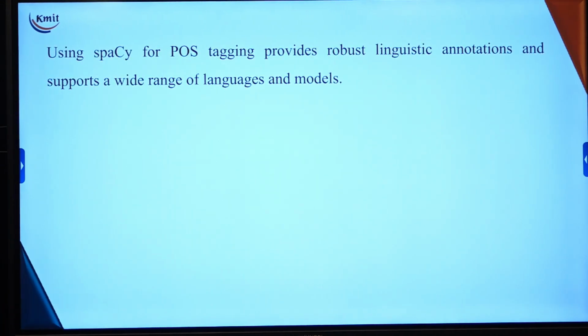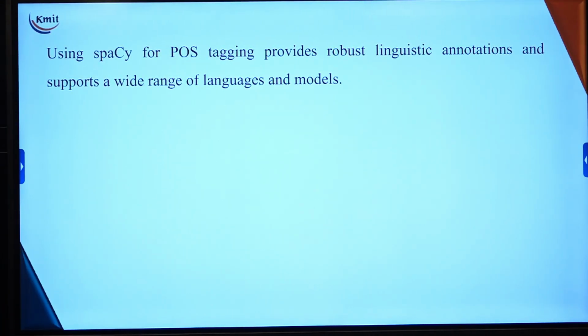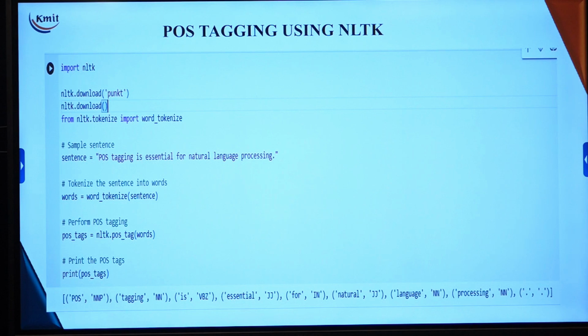Basically, using spaCy for POS tagging provides robust linguistic annotations, and it also supports a wide range of languages and models. Next, we will look into how we do POS tagging using the NLTK library. First we import the NLTK library and download the required resources, and then we perform word tokenization.